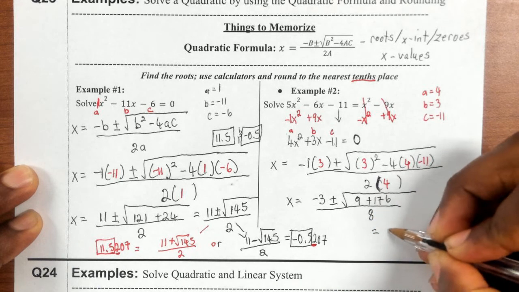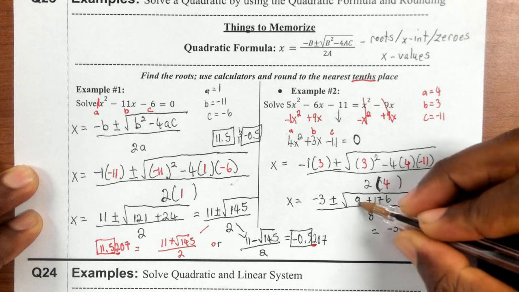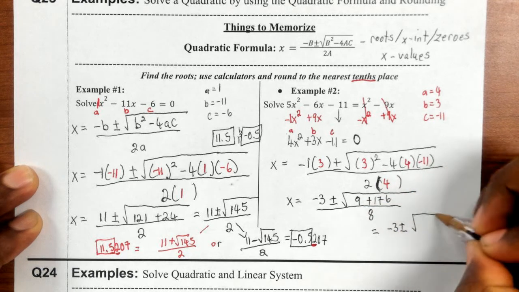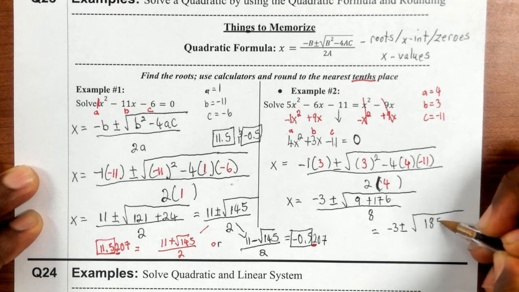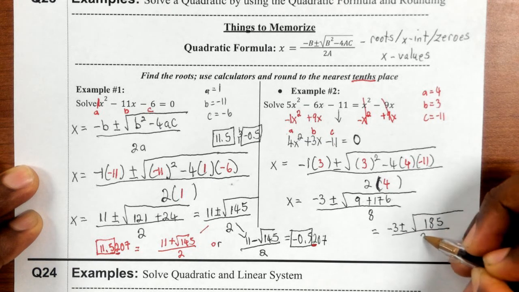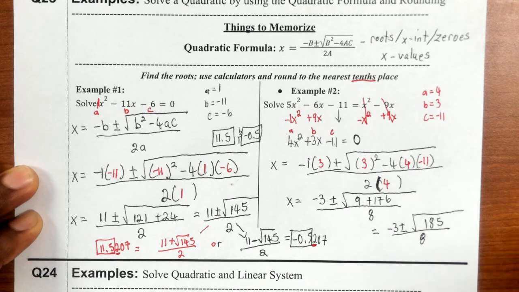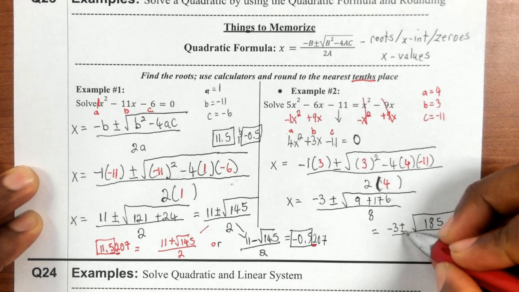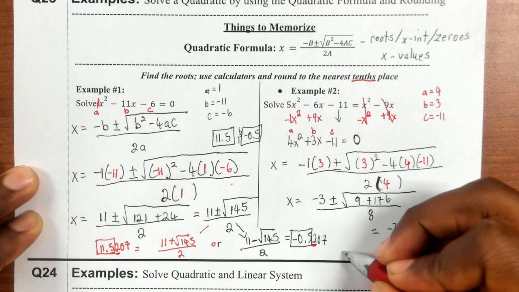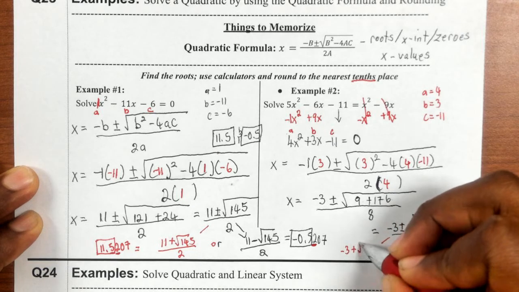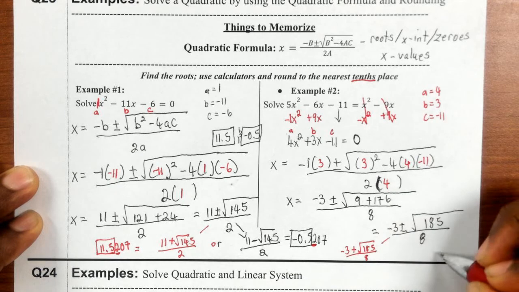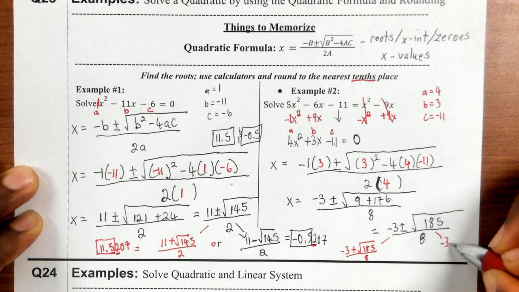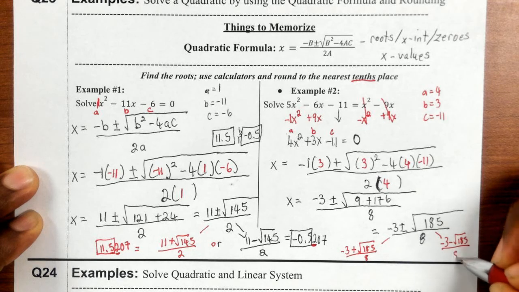So we have negative 3 plus or minus. We still have to calculate something underneath here. So 9 plus 176 is 185, all being divided by 8. So again, I see a plus or minus sign. That means this could be negative 3 plus the square root of 185 all over 8, or negative 3 minus the square root of 185 all over 8.